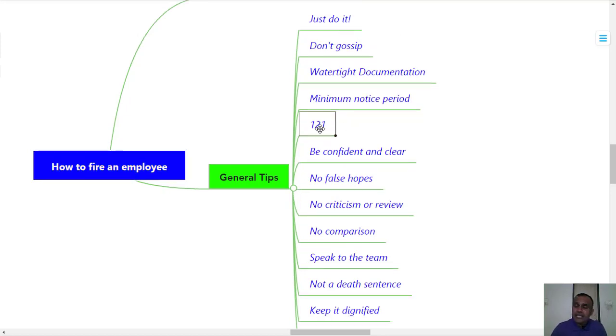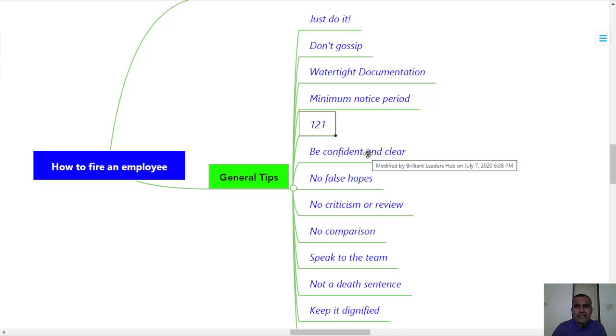When you do the firing, it should always be one-to-one. Whether you are firing from your team or from the organization, always do it one-to-one. Face-to-face, in person is preferred, but in these times most conversations happen over Zoom or whatever else, but it has to be one-to-one. If required, you can involve HR as necessary, especially when it is about discipline, but it has to be with the person directly, not through email or something else.